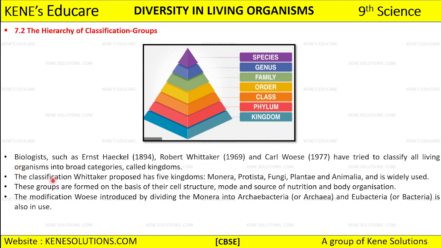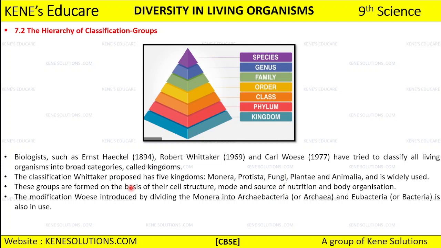Okay, so the classification Whittaker proposed has five kingdoms. How many kingdoms? Five. We have kingdom Monera, Protista, Fungi, Plantae, and Animalia. These are the five main kingdoms proposed by Whittaker sir. These groups, these five kingdoms, are formed on the basis of, now, how Whittaker sir made these five different kingdoms.